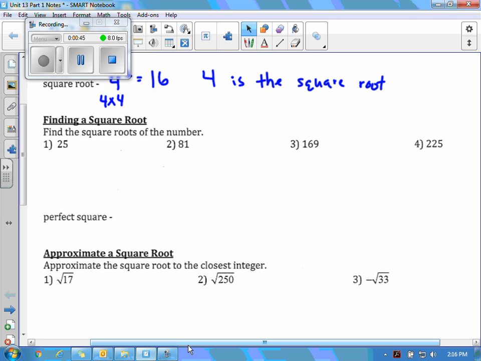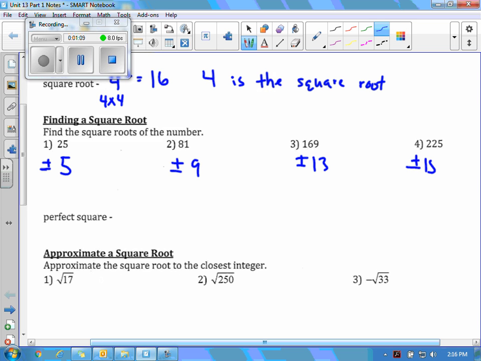So the square root of 25 is 5. But now when we do a square root, by definition, you multiply it by itself to get something. So it's plus or minus 5, because 5 times 5 is 25, and negative 5 times negative 5 is 25. So for 81, it'd be plus or minus 9. For 169, it'd be plus or minus 13. And for 225, it'd be plus or minus 15. So when it asks for the roots, plural, that means you do plus or minus.